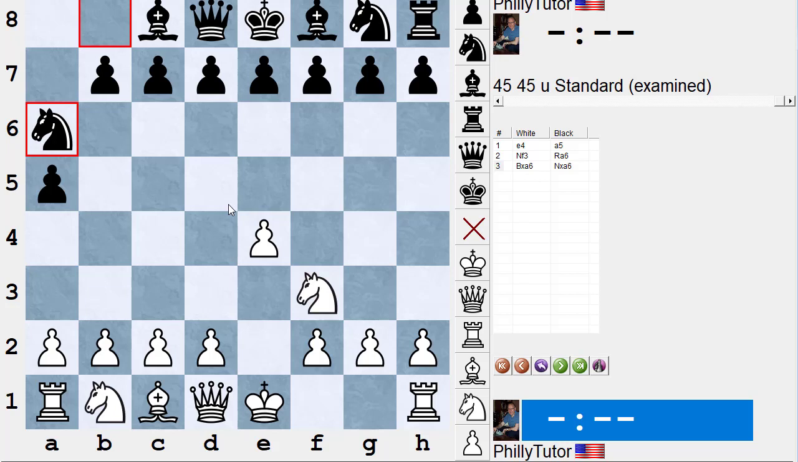So a lot of times we see in Grandmaster games or high-level games, somebody will give up the exchange, a rook for a bishop, to get the bishop pair and an extra pawn.